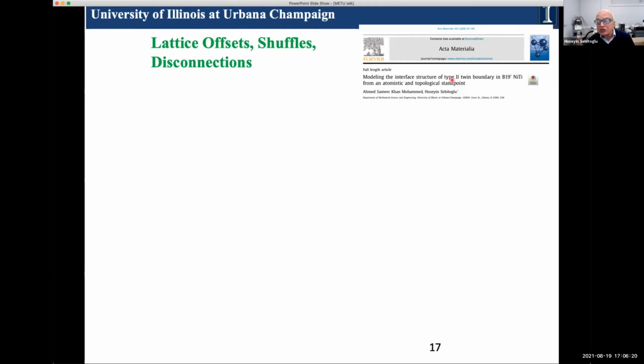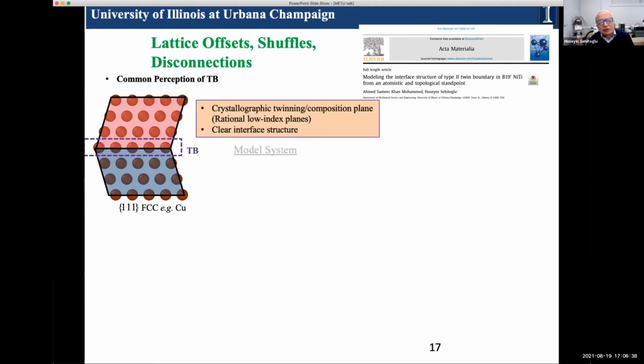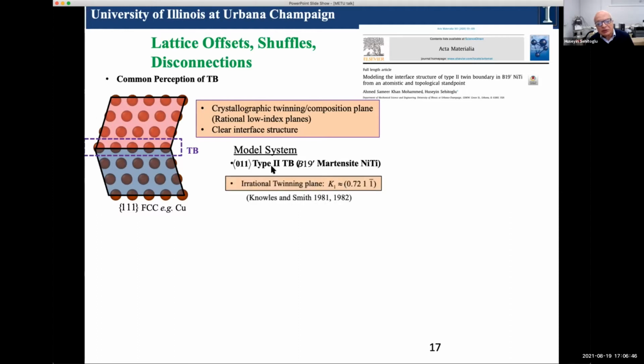We discussed so far the face-centered cubic twin, and that's a very simple case. That's also called a compound twin. The common perception of a twin boundary is face-centered cubic, like in copper. The interface structure is very clear here, right? And we shear the atoms, like I showed earlier, and we just get it.